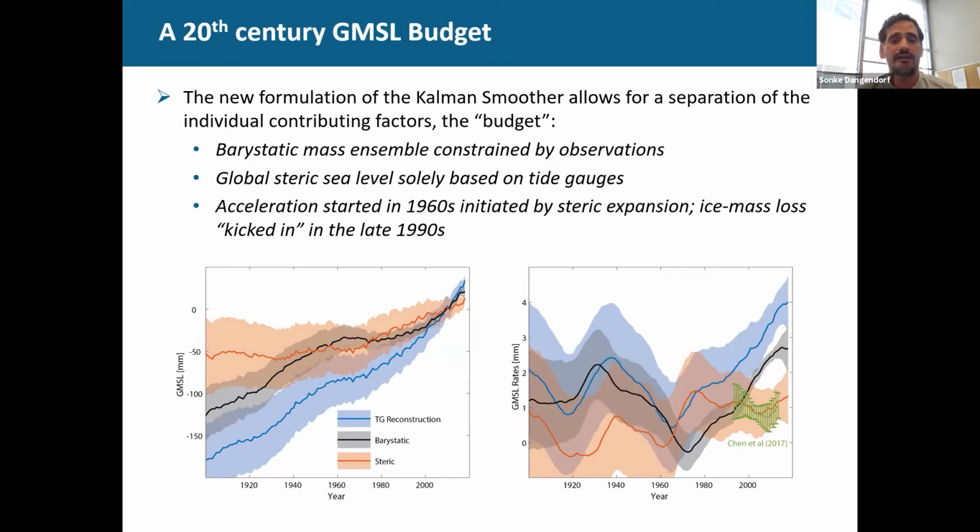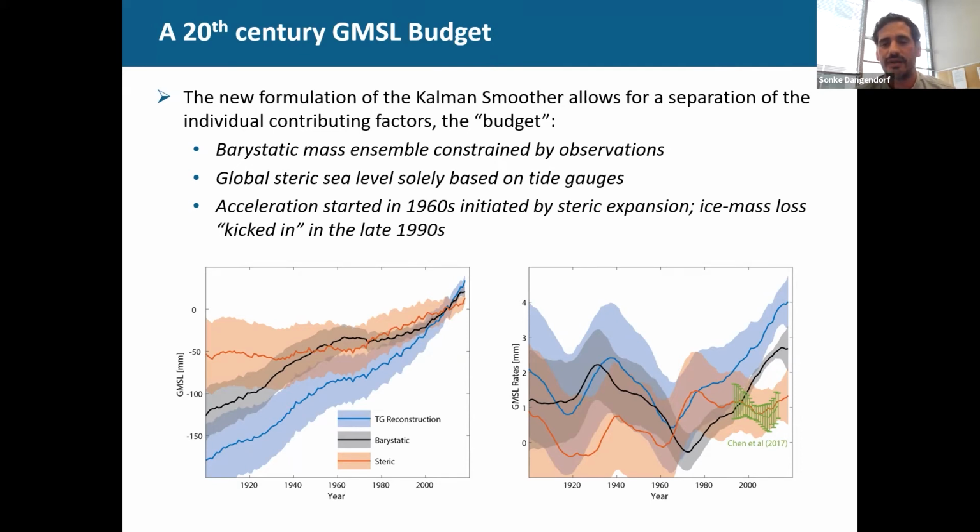So we see that over that period, barystatic mass changes have dominated the budget. So they account for approximately 2/3 of the increase over the entire 20th century. Thermal expansion has been fairly constant over the first half of the 20th century, but then increased significantly since the 1960s. We can also look at the nonlinear rates of sea level change.